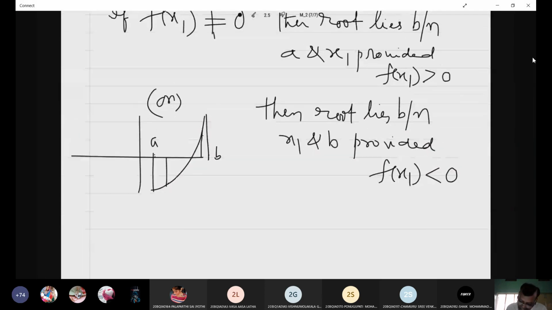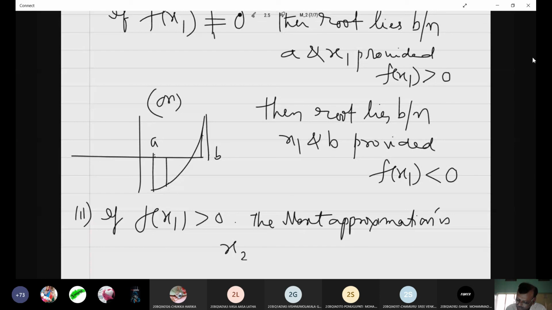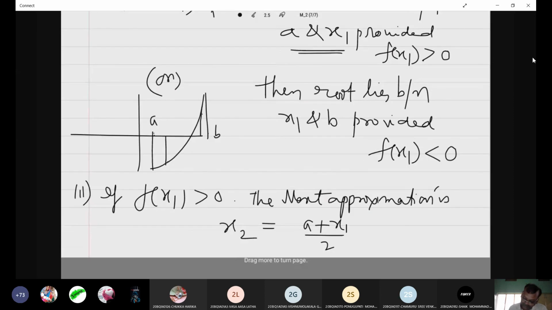Third point: if f of x1 is greater than 0, the next approximation is x2 is equal to a plus x1 by 2. The root lies between these two, at a plus x1 by 2. If less than 0, then the next one.